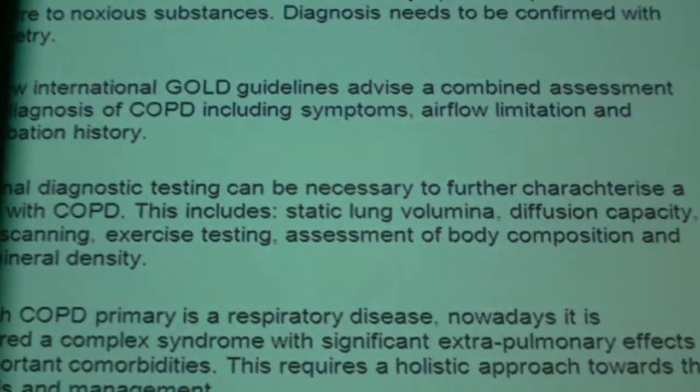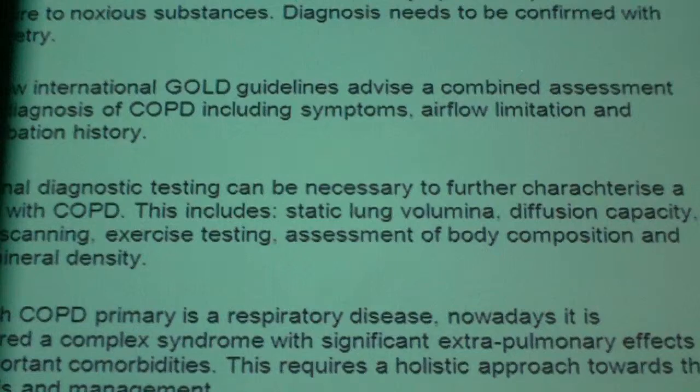So, in summary, that's the last slide. Lucky you. The diagnosis of COPD should be considered in symptomatic patients who are exposed to noxious substances, and to diagnose, we need to assess airflow limitation, and it has to be confirmed with spirometry. And the new international guidelines, as I showed you, do not only include that airflow limitation, but do also assess symptoms and exacerbation frequency.